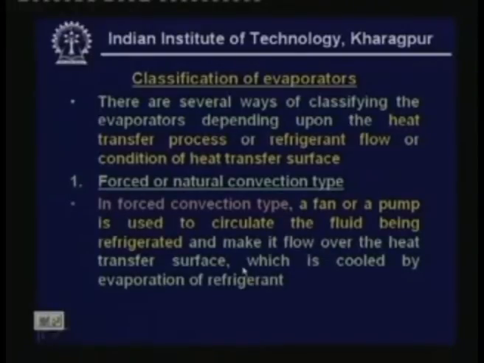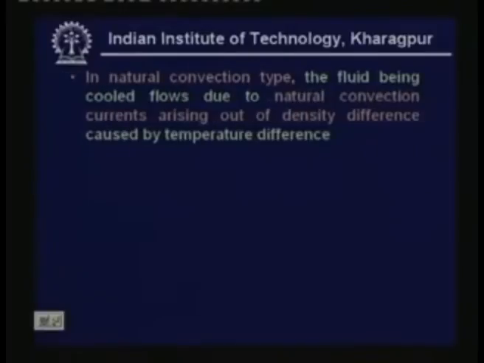In forced convection type evaporator, just like forced convection type condenser, a fan or pump is used to circulate the external fluid. External fluid could be water or air or any other media. So, you need a pump or fan for circulating this external fluid and make it flow over the heat transfer surface, which is cooled by evaporation of refrigerant. This is the forced convection type evaporator.